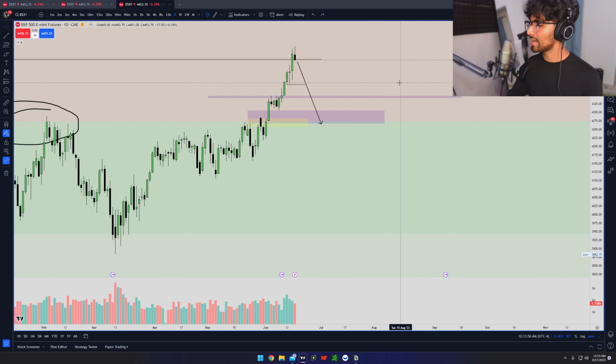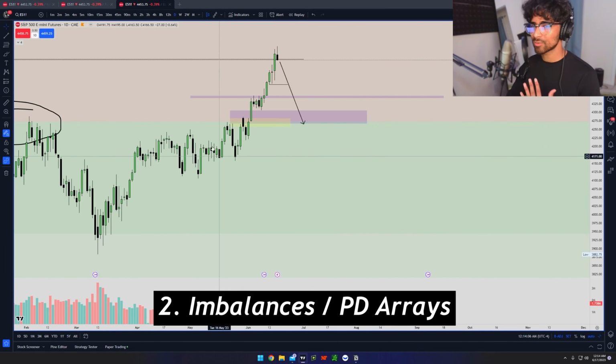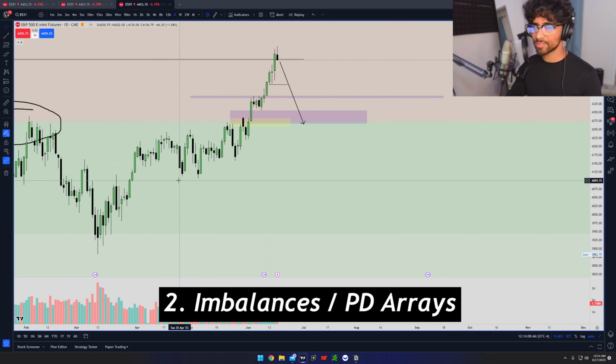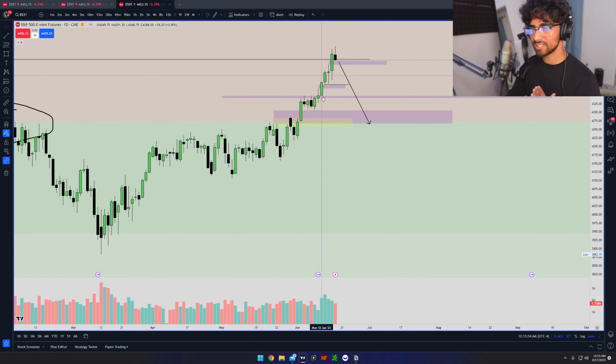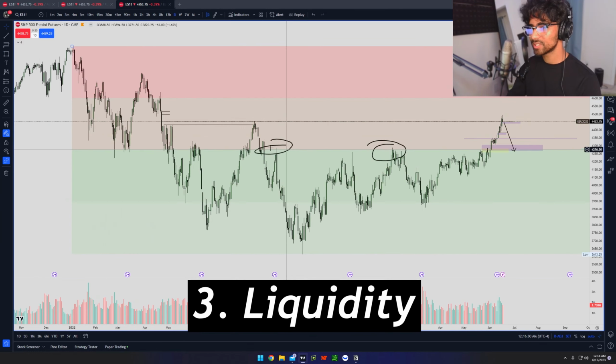Now with all that in mind, let's go to the daily chart. Any imbalances or PD arrays that we can see from this price action? Yeah. All right, we got some fair value gaps beneath us. I am expecting price to rebalance these fair value gaps in the near future. Where's our liquidity?